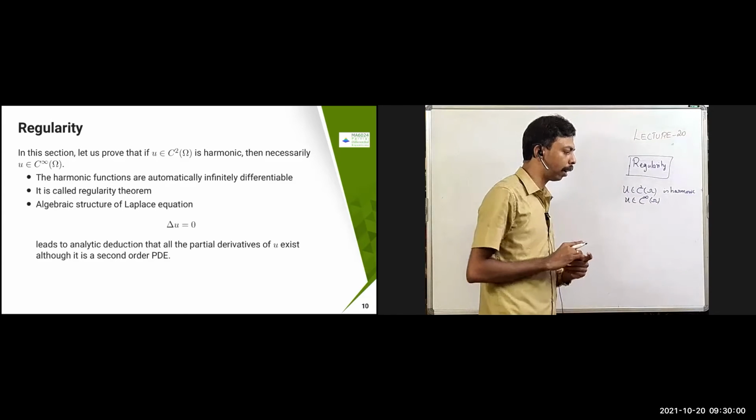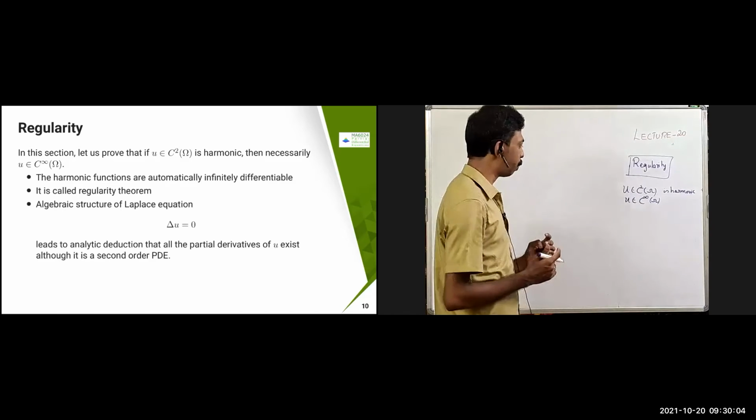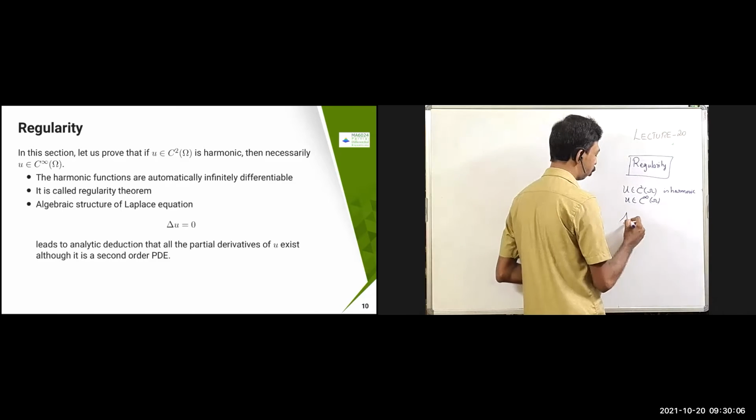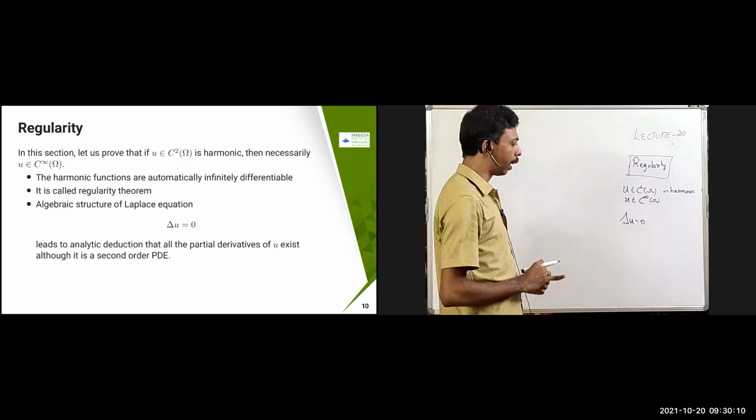This is called the regularity theorem, or we can say that the algebraic structure of the Laplace equation, delta u equal to 0, leads to analytical deduction, that all partial derivatives of u exist.